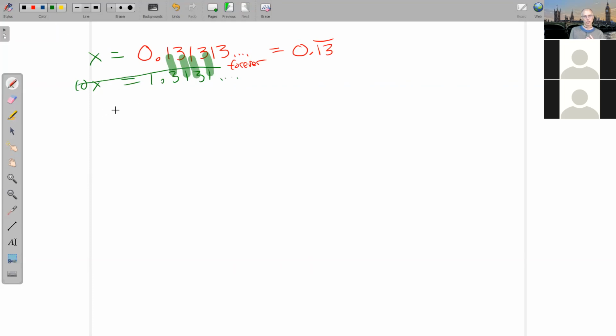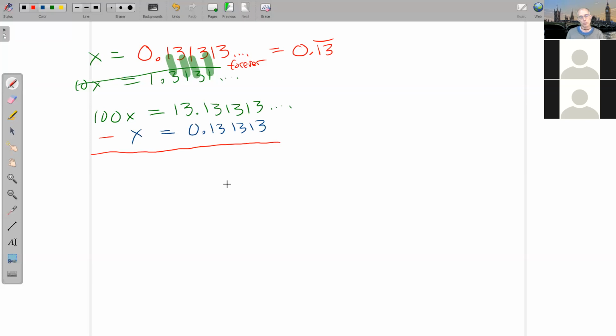10x didn't work. I'm going to try 100x. That's going to move the decimal point 2 times, and that's going to be 13.131313 forever. The original number x is 0.131313, and now these places line up, and I'm ready to subtract. So in the previous problem, I had to multiply by 10 because only one place repeated. Here I had to multiply by 100 because 2 places repeated.